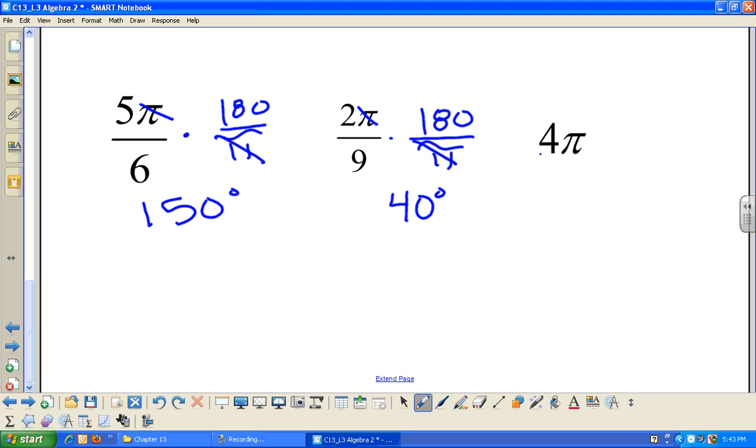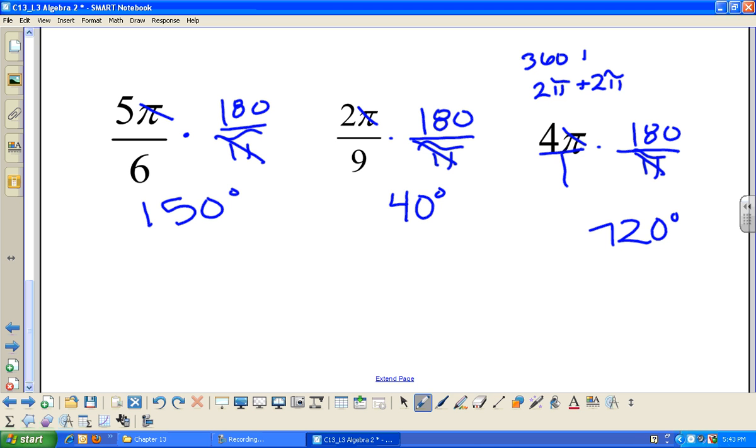Even though this is just a number, 4 pi is the same thing as 4 pi over 1. So I still multiply by 180 over pi. My pi units cancel, and I get 720 degrees. The other way you could think of this is I have two sets of 2 pi. This would be like 2 pi plus 2 pi, and 2 pi is equal to 360 because that is one full circle. So 360 plus 360 is equal to 720.